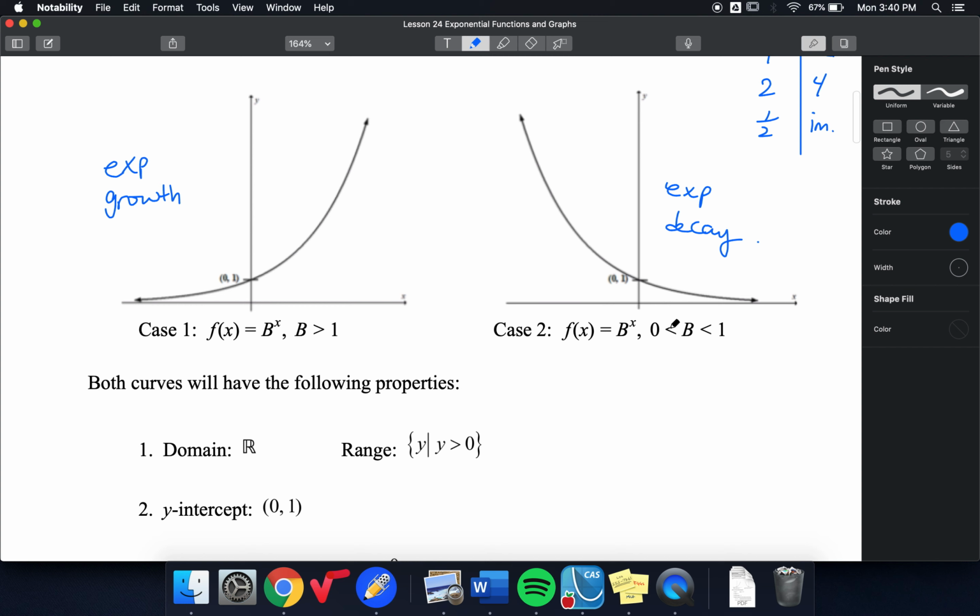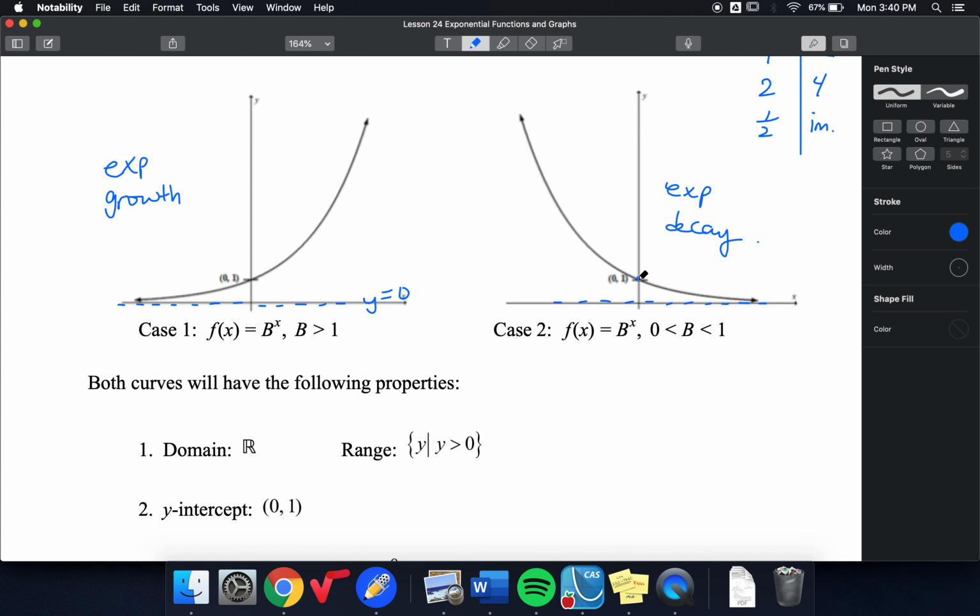For each of these curves, I can see that my domain is all real values. So x can be anything. I can have negative exponents, rational, irrational, doesn't matter. And my y values are all going to be positive. I've got a horizontal asymptote here of y equals 0 in both scenarios. So that helps establish my range as well.